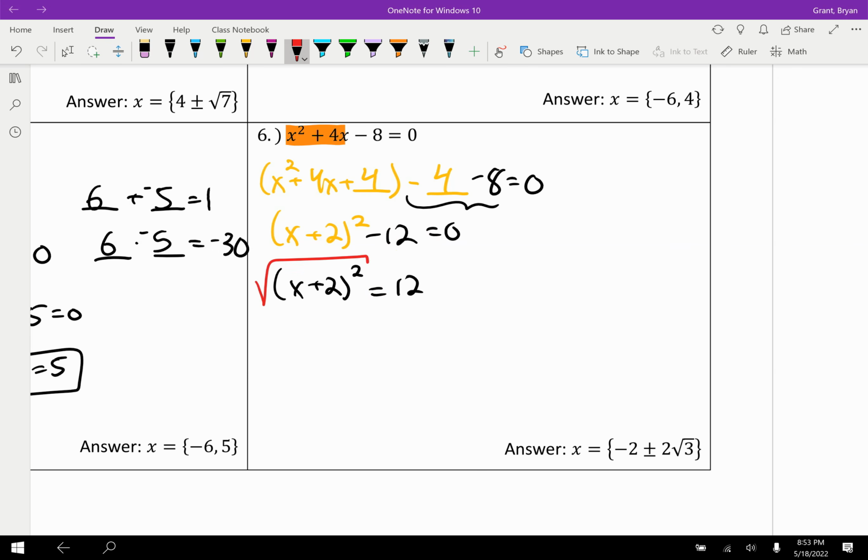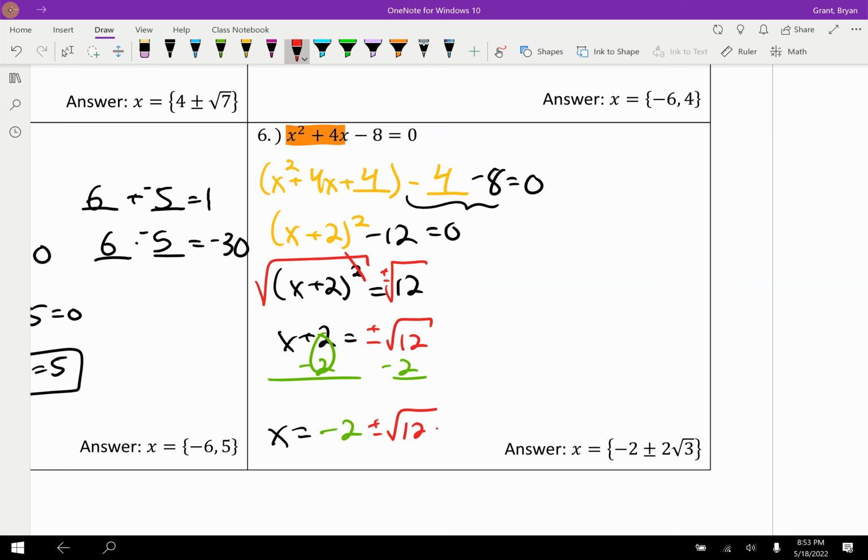Then of course we take our square root. Leaves me with x plus 2 equals, don't forget the plus minus square root of 12. Last and hopefully least, all we need to do is subtract our 2 from each side. And when we do that, we get x equals negative 2 plus or minus the square root of 12, which doesn't match our answer, because instead of the square root of 12, they have 2 square roots of 3. But at least the negative 2 matches.